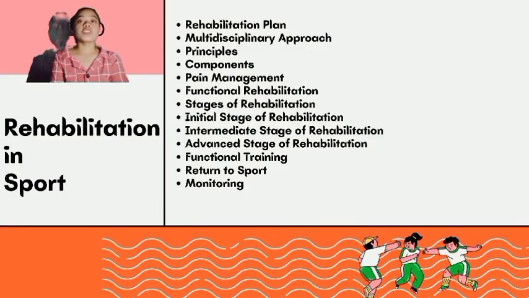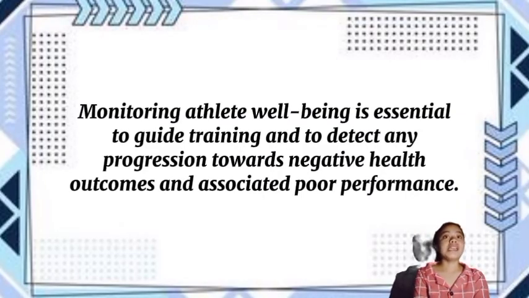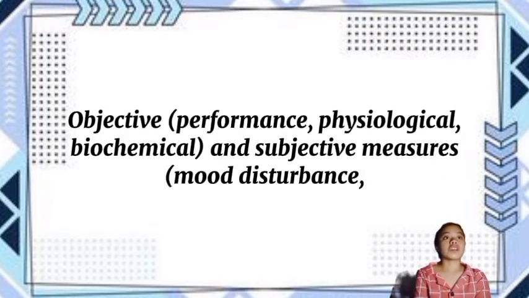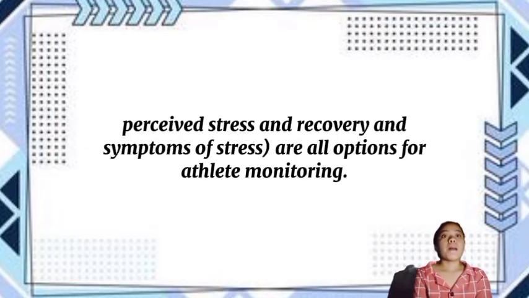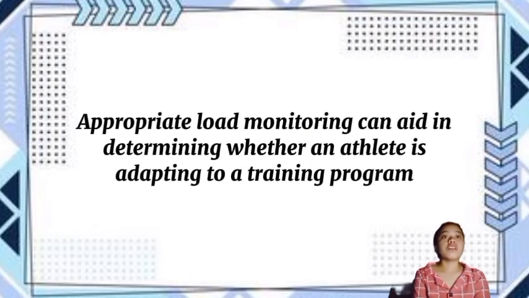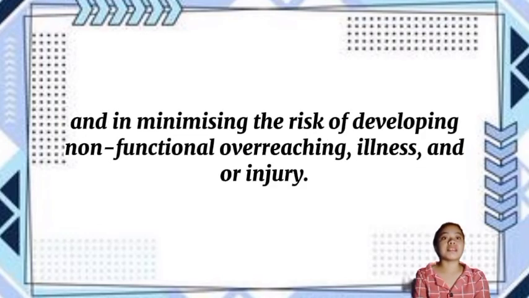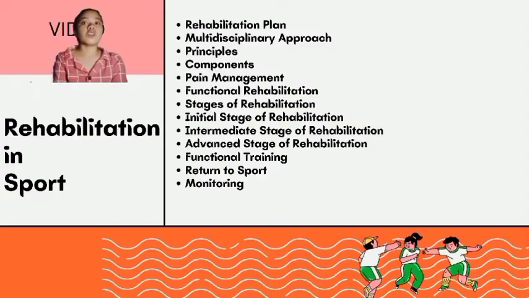The last one, monitoring. Monitoring athlete well-being is essential to guide training and to detect any progression towards negative health outcomes and associated poor performance. Objective performance, psychological, biochemical, and subjective measures, which are mood disturbance, perceived stress and recovery, and symptoms of stress, are all options of athlete monitoring. Appropriate load monitoring can aid in finding whether an athlete is adapting to a training program and minimizing the risk of developing non-functional overreaching, illness, and/or injury.